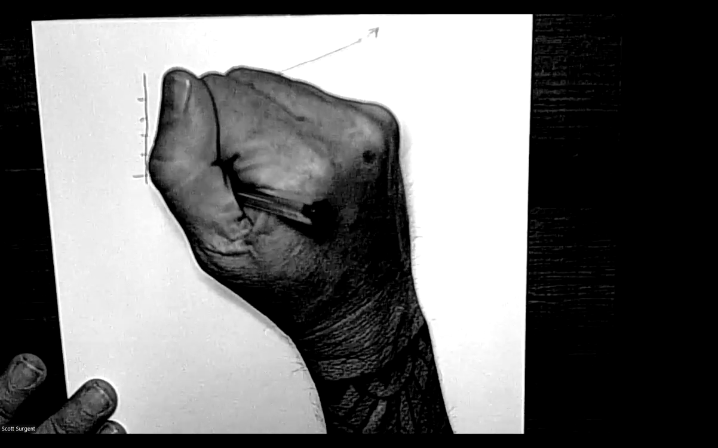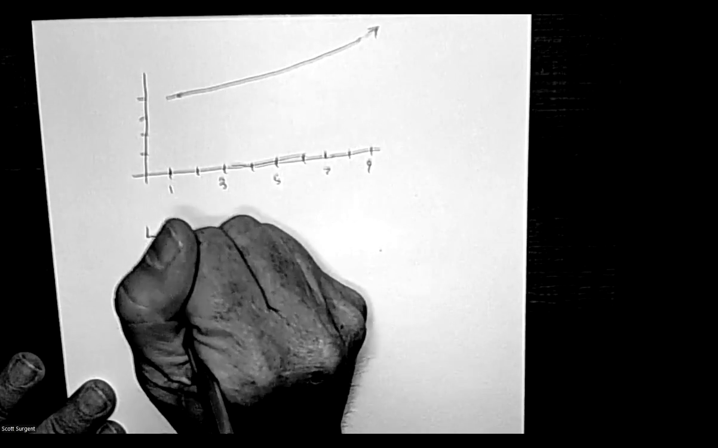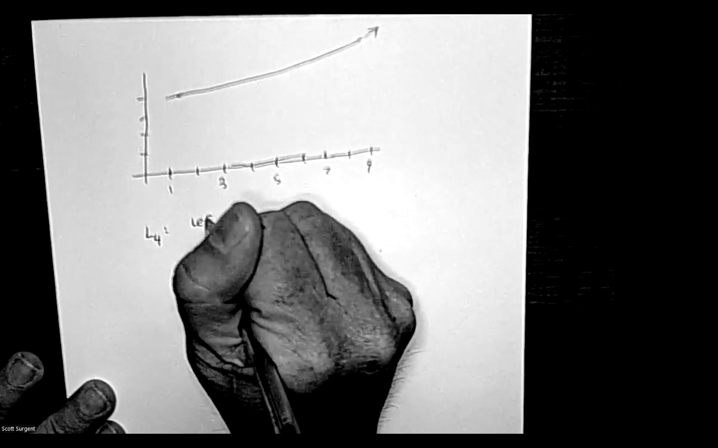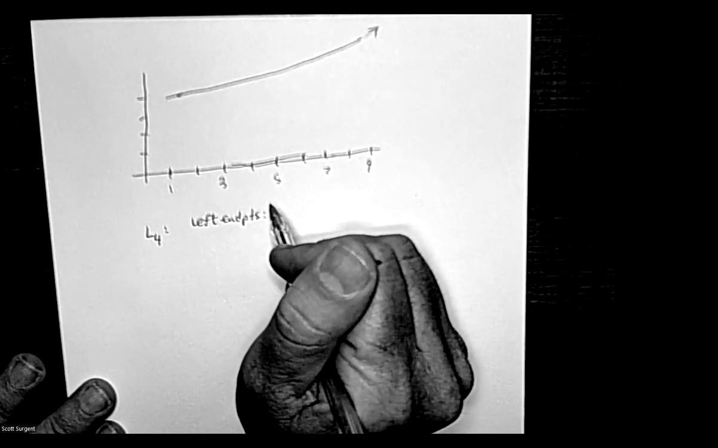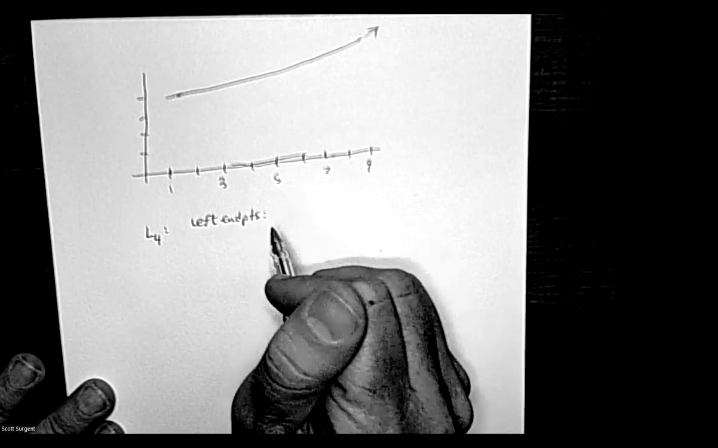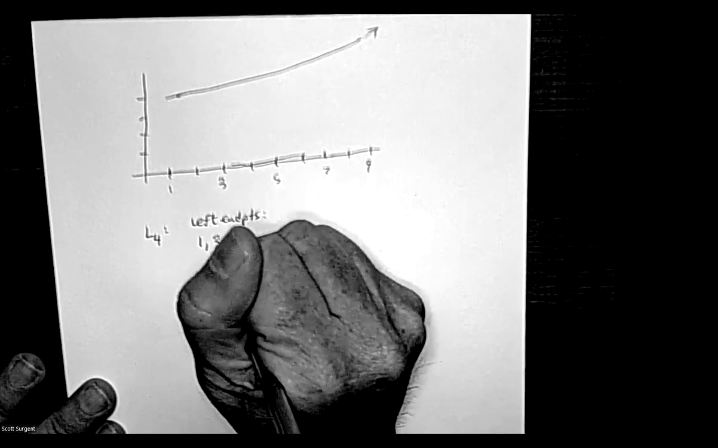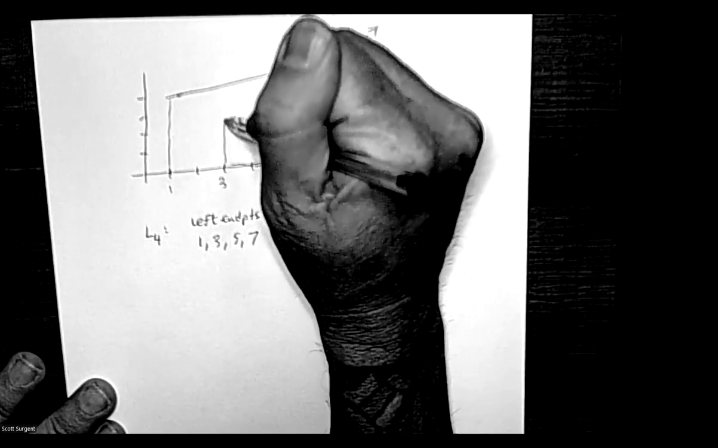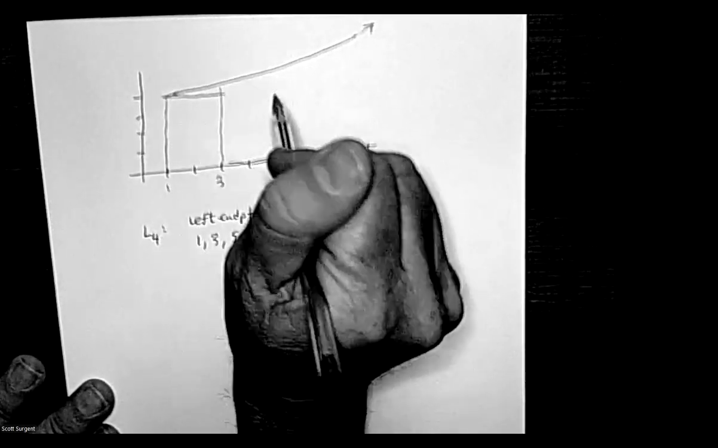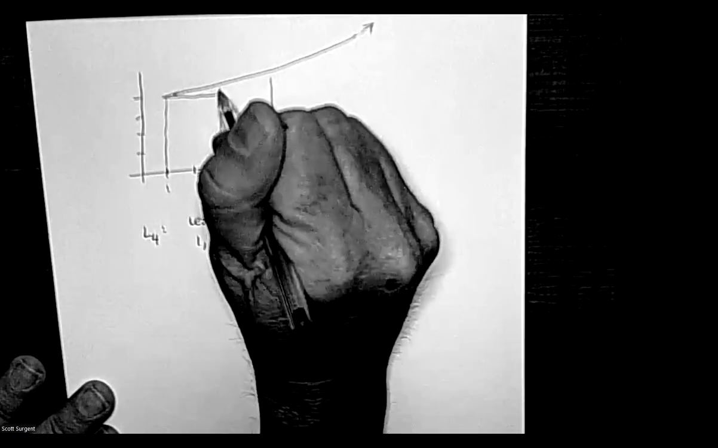All right. Well, I'll just go ahead and do it. So we want L4. So the left endpoints are 1, 3, 5, and 7. And if I draw it, this is terrible. I admit that this picture's not good at all. I was doing it pretty quick.